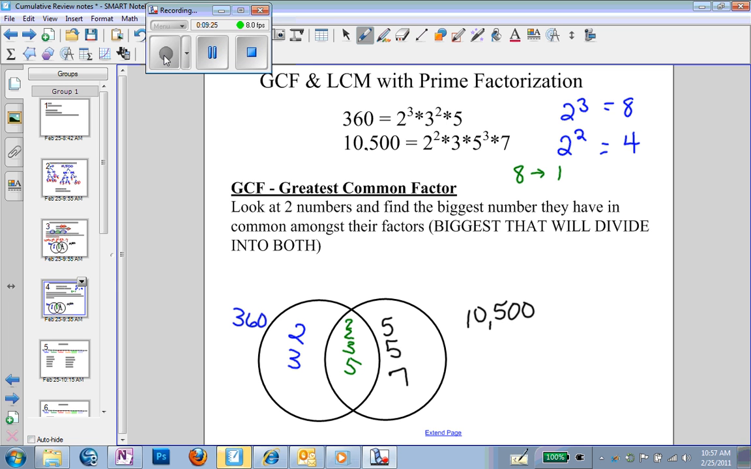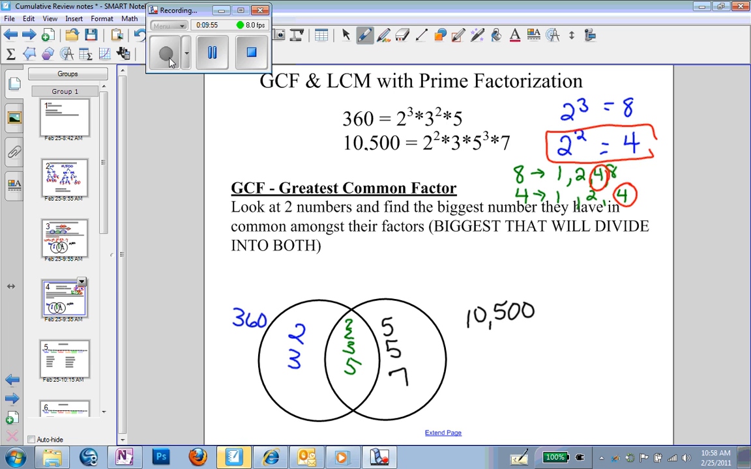So like for 8, we have 1 and 8, because 1 times 8 is 8, and 2 and 4. Factors are numbers that go into a number. For 4, we have 1 times 4, and then we have 2 times 2. So our factors are 1, 2, and 4. So we're looking for the greatest common factor. So we're looking for the biggest number they have in common. So the greatest common factor of 8 and 4 is the biggest number that will go into both.